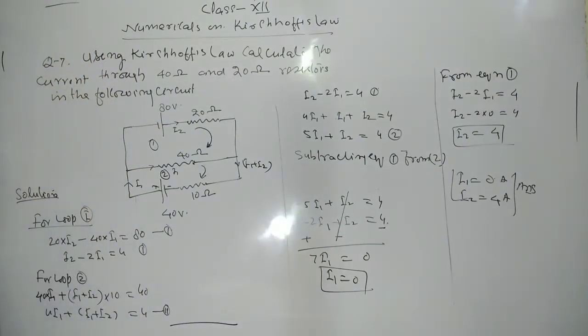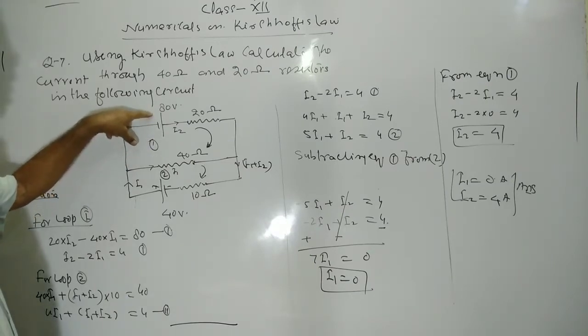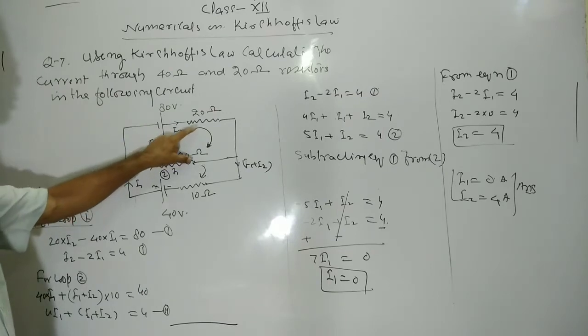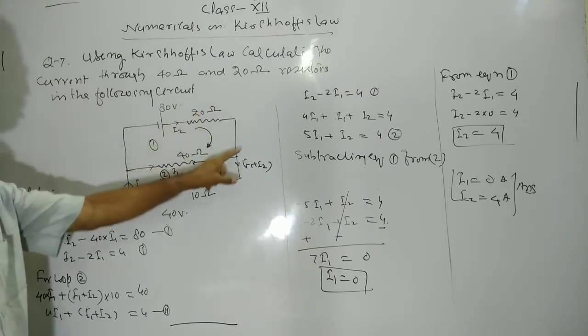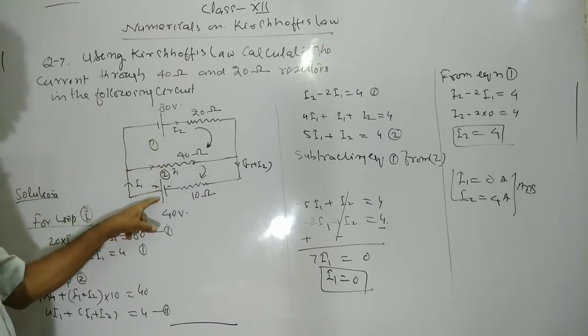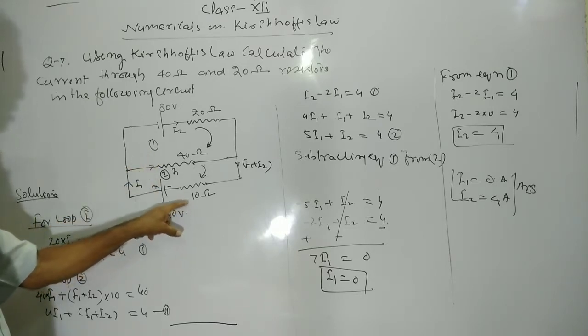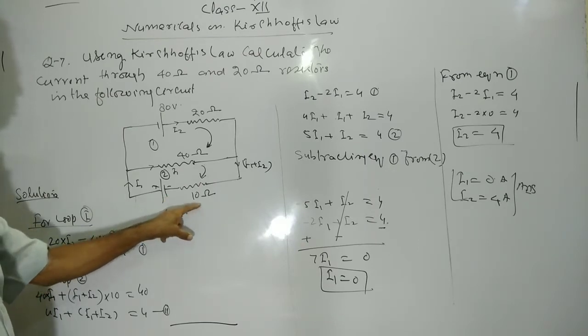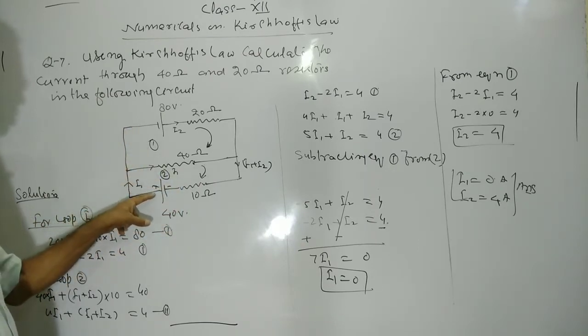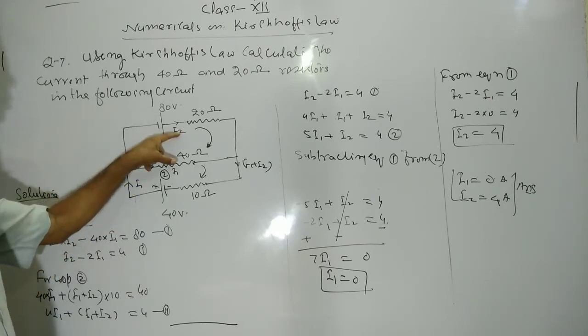Once again, our circuit is given that an 80 volt cell is connected to a resistor 20 ohm and then to a resistor 40 ohm, and a cell of 40 volts is also connected in this way. A 10 ohm resistor is connected to the negative terminal of this battery. The current due to this cell is I1 and current due to this cell is I2.